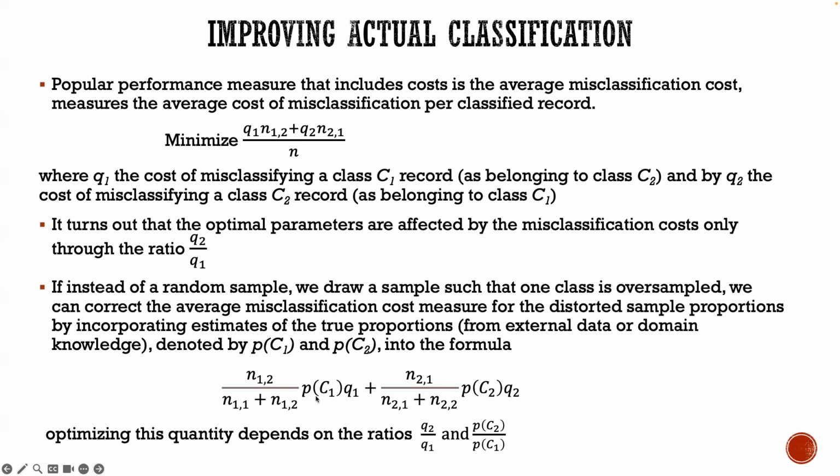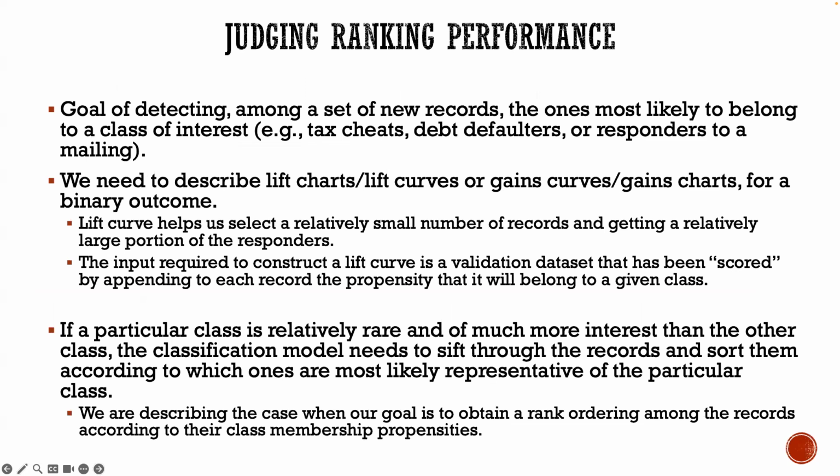So this is something which I think is helping in optimizing the quantity by looking at the ratios, not only the cost, but also the probability of misclassification. So this is something which we will talk about later in oversampling. But the goal of ranking performance basically is to detect among a set of new records the ones which most likely belong to a class of interest. For example, tax cheats and debt defaulters, etc.